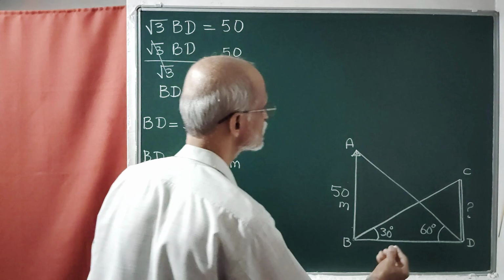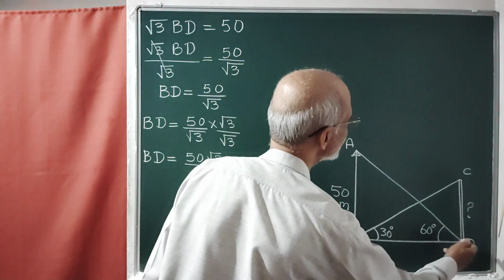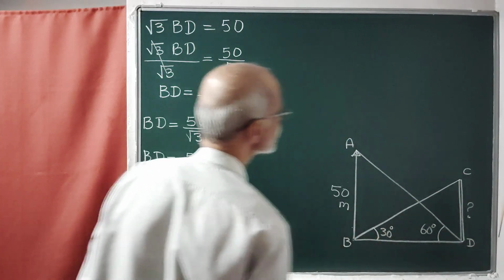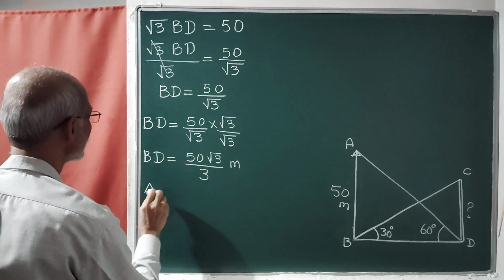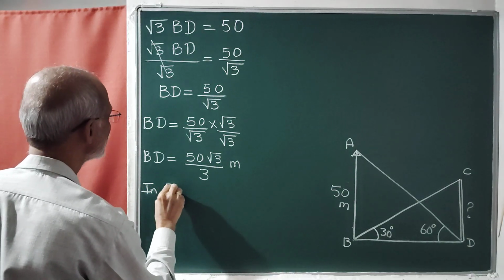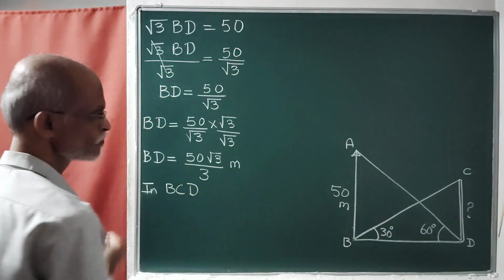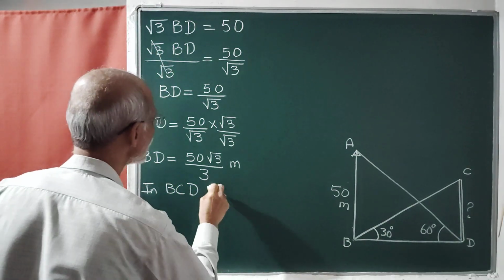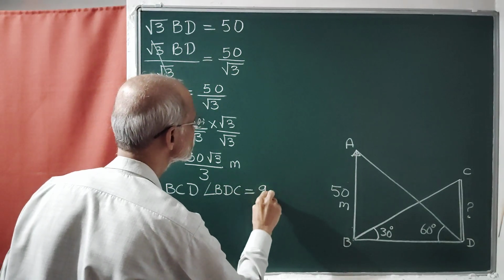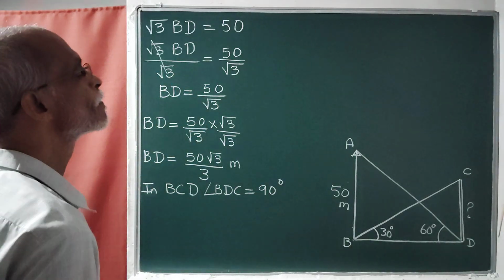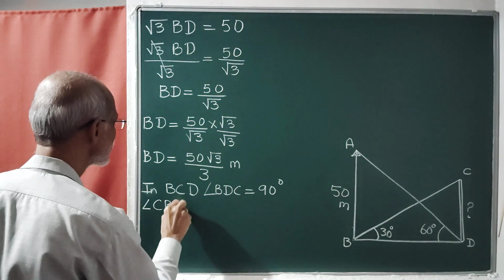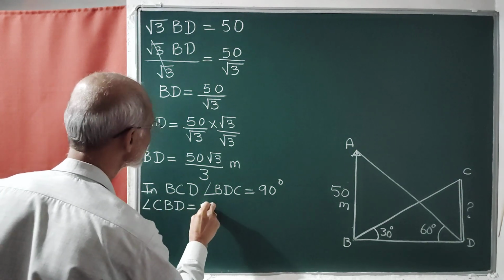Now we'll go to the next triangle, triangle BCD. In triangle BCD, angle BDC is equal to 90 degrees. Angle CBD is equal to 30 degrees.